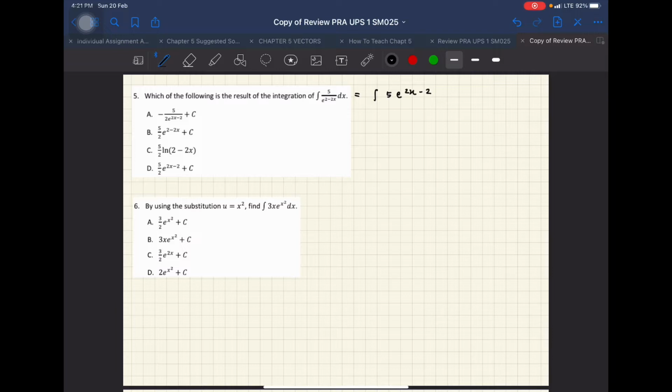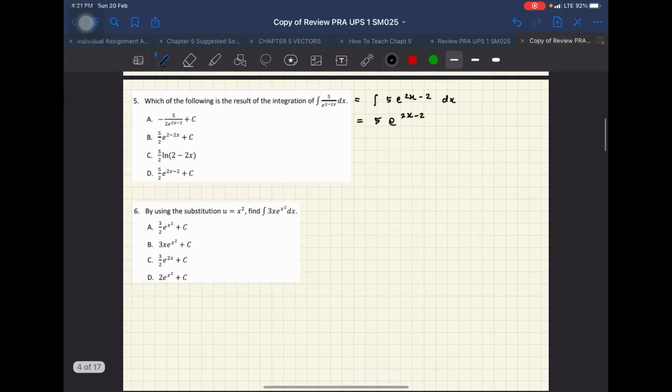Okay, so put the x over here. And then I can integrate this one. 5 is a constant, put it outside. Okay, and then you just copy back the exponential function, which is e power of 2x minus 2. Okay, and then you need to divide by the derivative of our power, which is 2, and then plus c.